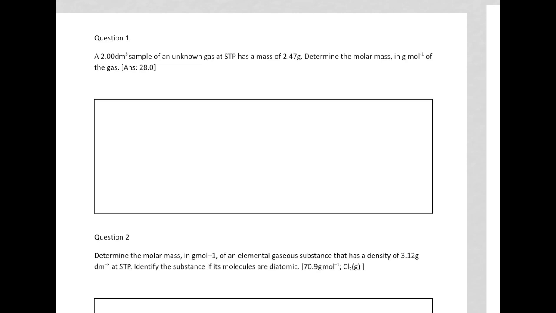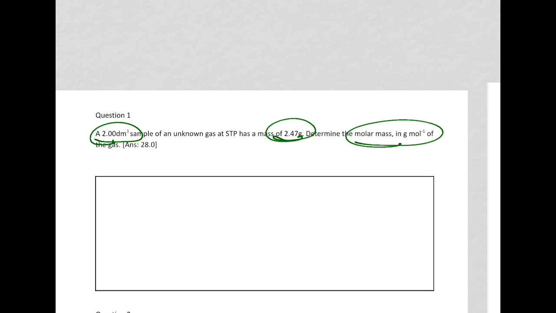Let's see another question. So a 2 dm cube sample has mass of this much. Determine the molar mass. Right? So molar mass is mR. And if you remember, to find mR, we can use the formula number of moles is mass over mR. So to find mR, we need mass and number of moles. Mass is given, number of moles, we need to find it.